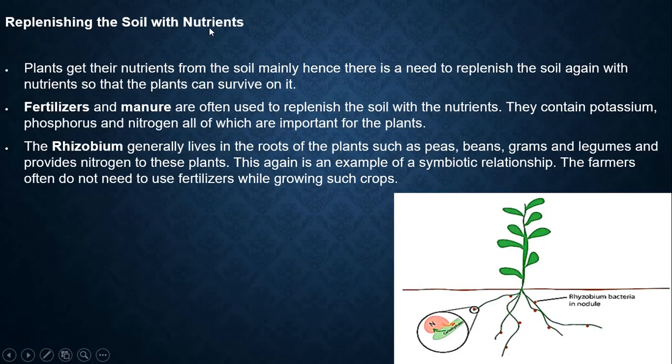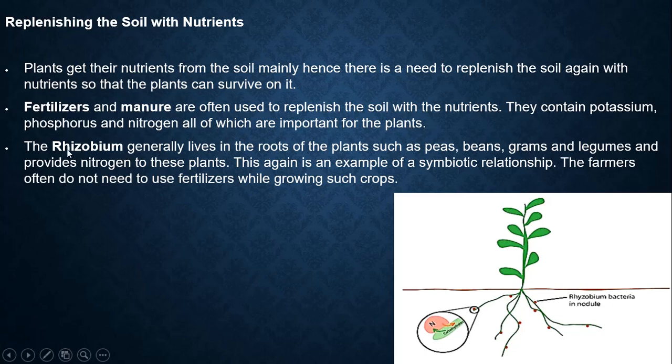Replenishing the soil with nutrients. The plants get the nutrients from the soil and hence there is a need to replenish the soil again with nutrients so the plants can survive. So we add fertilizers and manure to replenish the soil with nutrients. And these fertilizers and manure contain potassium, phosphorus and nitrogen, and these are important for the plants.